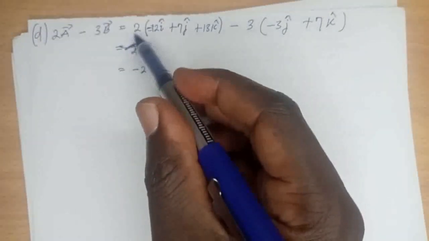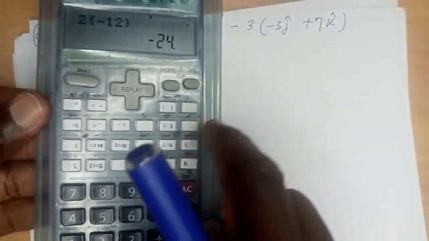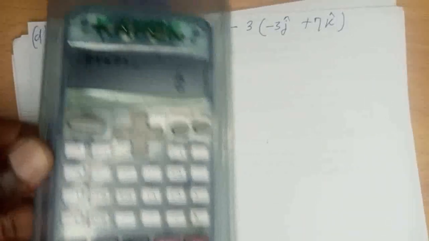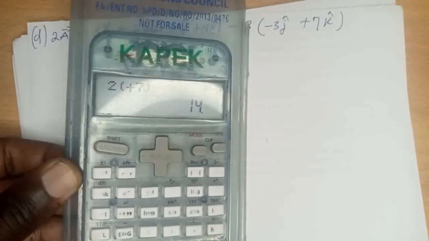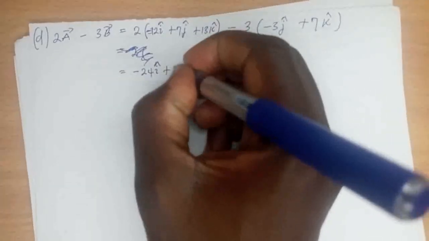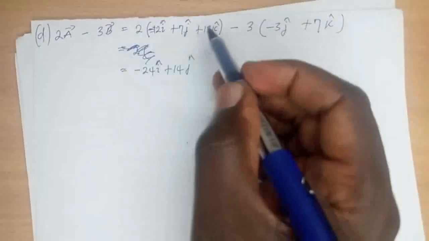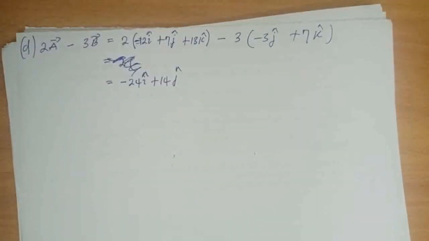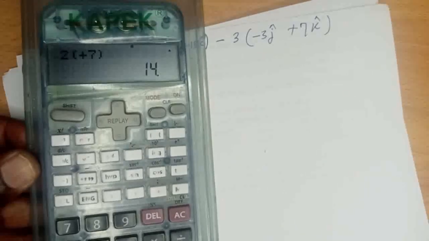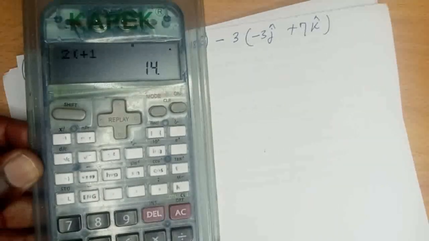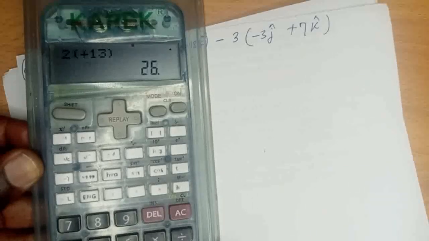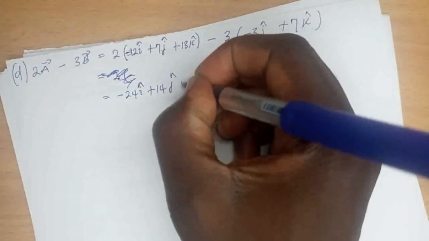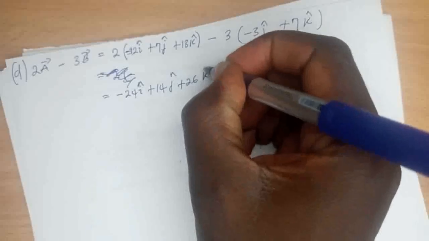Then you have 2 into 7. Do that yourself and see, 2 into plus 7, close bracket. You see, this is 14 and it's positive, so you have plus 14 J cap. Then you do it for the K cap, 2 into plus 13, close bracket. What do we have? 26, and it's positive, so you have plus 26 K cap.